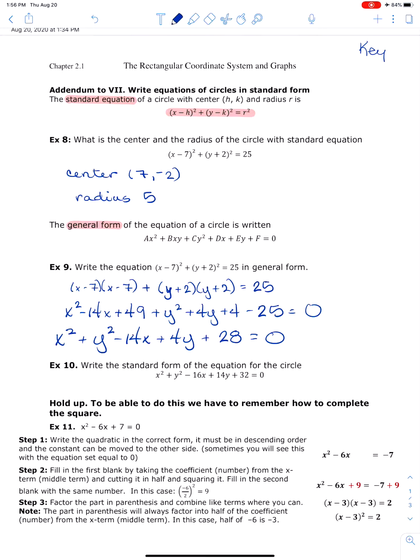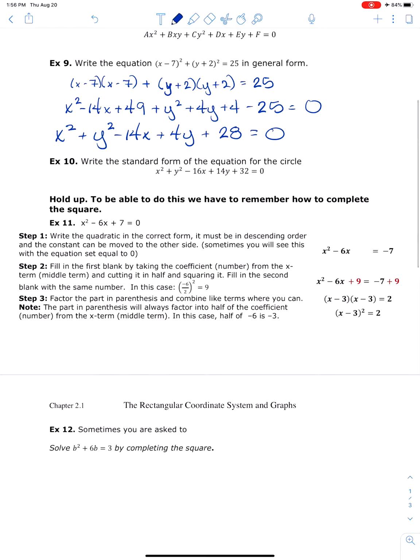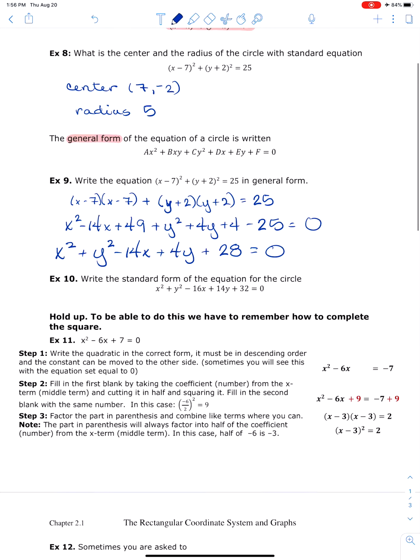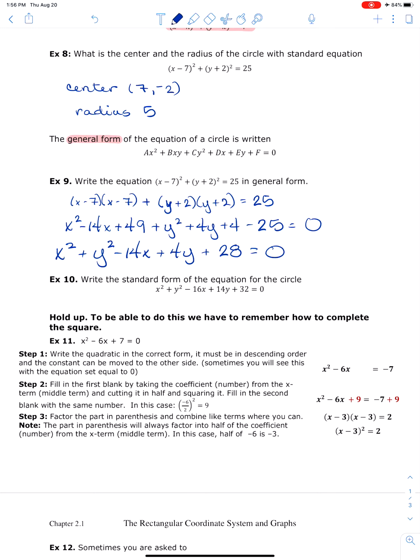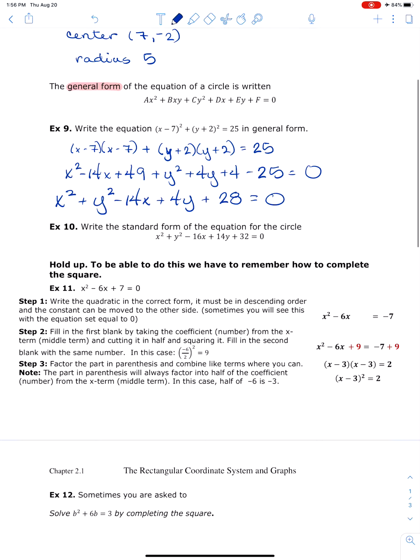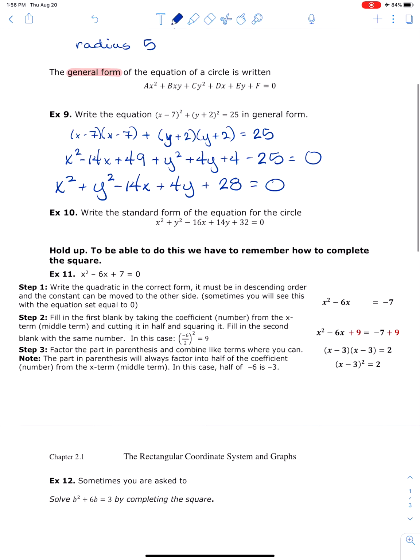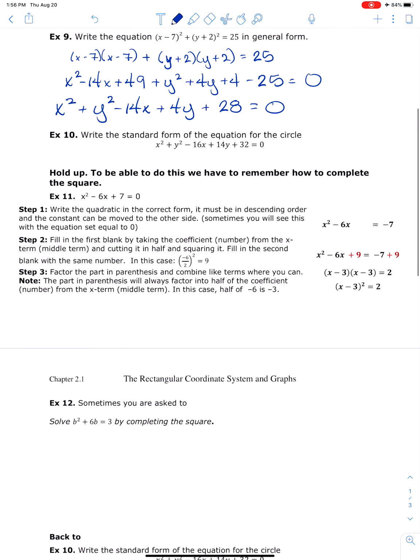Okay. Very rarely are you going to be asked to do that. Chances are you're going to be asked to go the other way. Take something from general form and write it in standard form, because guess what? If it's in standard form, that gives us more information as far as graphing it and as far as the points we're interested in. So example 10, we want to take the general form of x^2 + y^2 - 16x + 14y + 32 = 0. We want to write that in standard form.